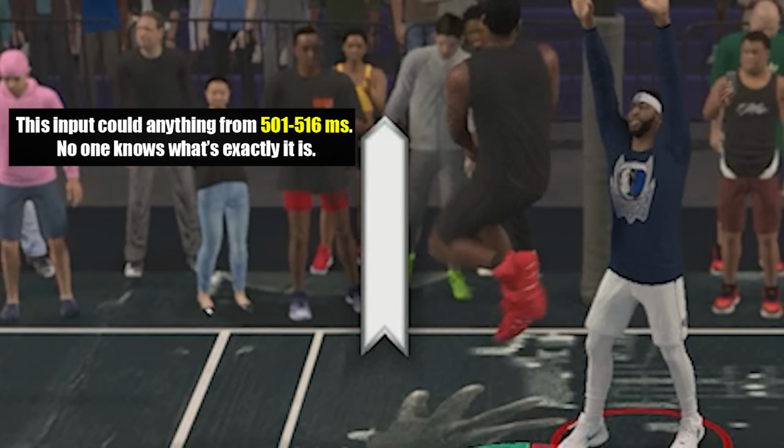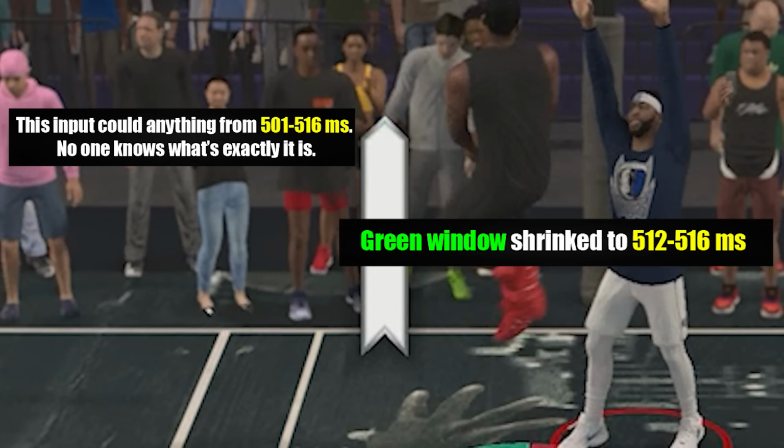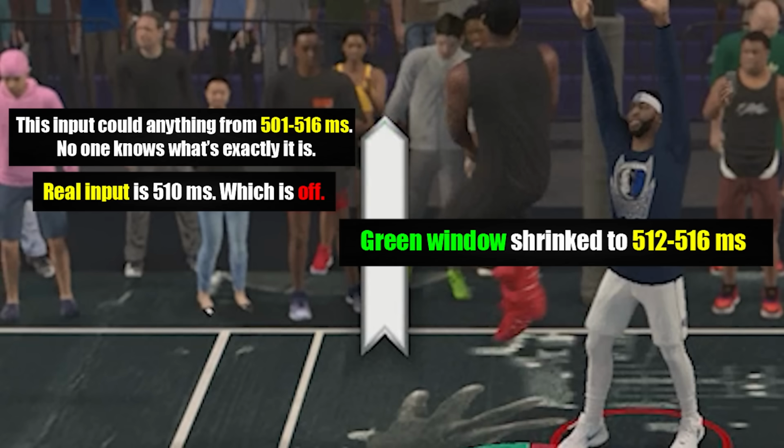So for example, imagine on this specific dunk, because of the defense and difficulty of the angle, the green window shrinked into a really small one. It shrinked to 512 to 516 milliseconds. And let's say unfortunately, you only held the stick to 510 milliseconds, which is 2 milliseconds short. So it means it will be a miss. So now going back to the shot meter that we talked about, 510 milliseconds will be like this on the shot meter, which is like a full bar. Because that's within the 501 to 516 milliseconds range, which is the next frame.